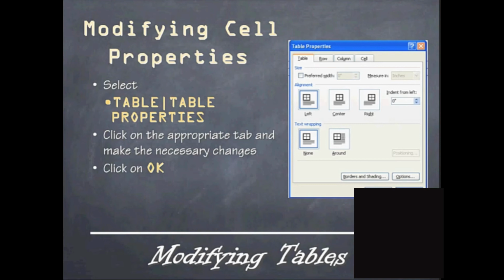Modifying cell properties. If you select table or table properties, you can click on the appropriate tab and make necessary changes. You can click on table, row, column, or cell, and you can modify them accordingly. Now, on the first tab, this is table, you can left justify, center justify, or right justify the table. You can wrap your text around your table. You can explore different options for your table in Microsoft Word.